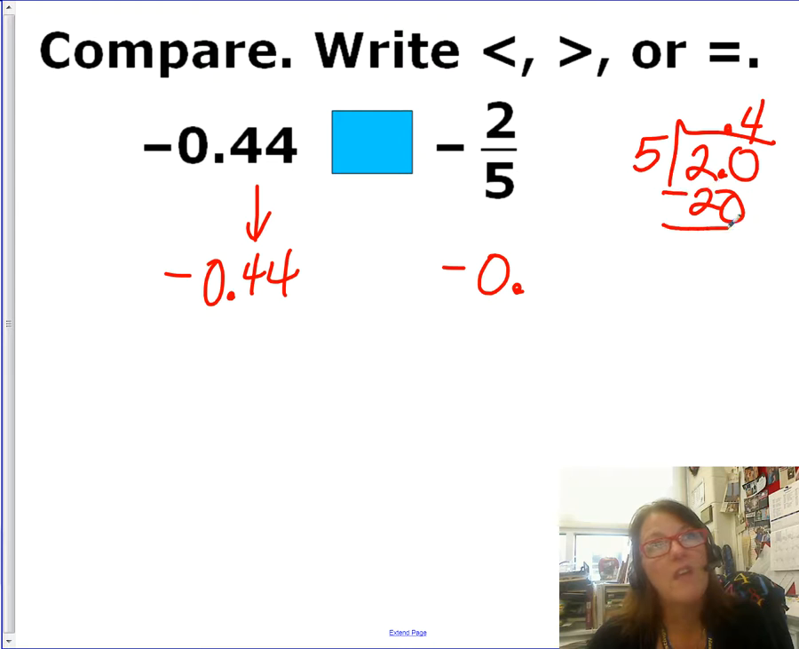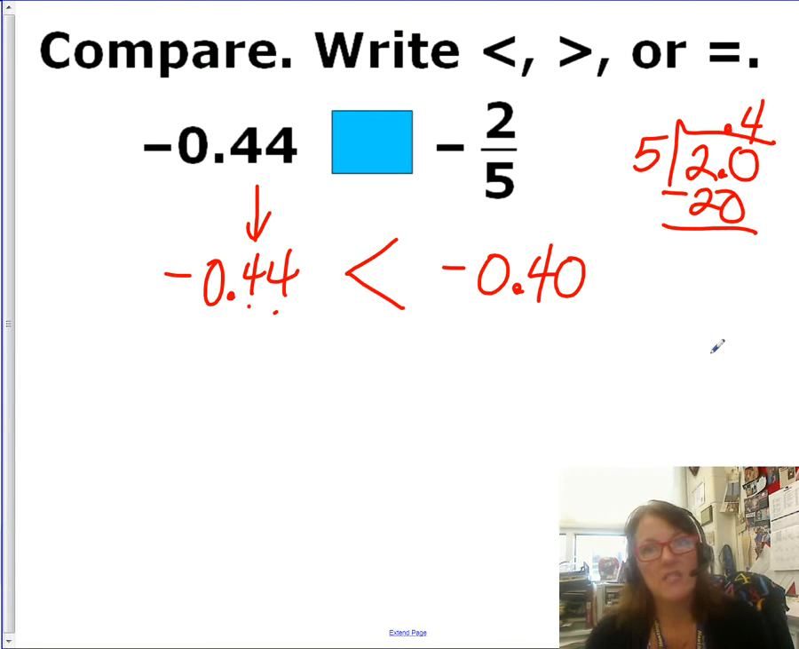Oh, that's a nice decimal. It's just 4/10. Now, what's bigger here? Well, hold on. This has 2 places. Let's make this have 2 places. Normally, I would say 44 is larger than 40 when we're in hundredths, but this guy's negative, and that means things turn around. This should be a less than sign, okay?